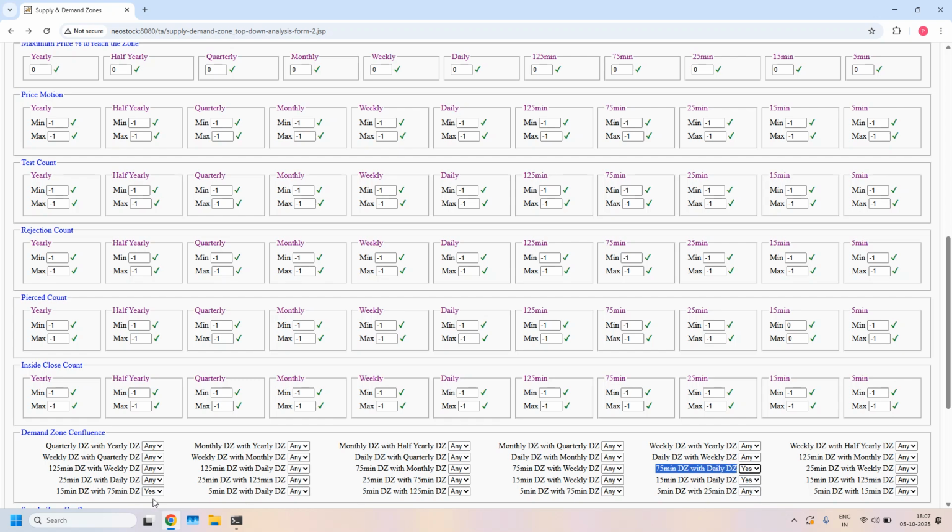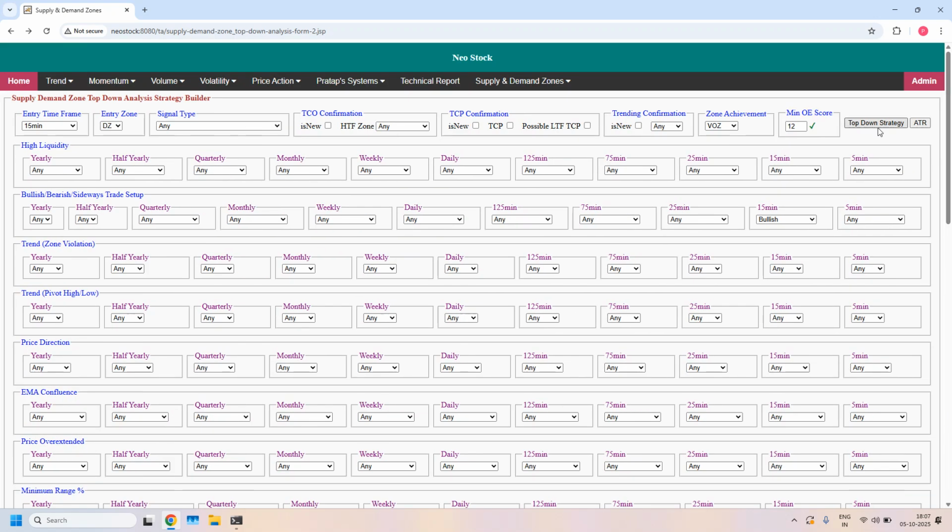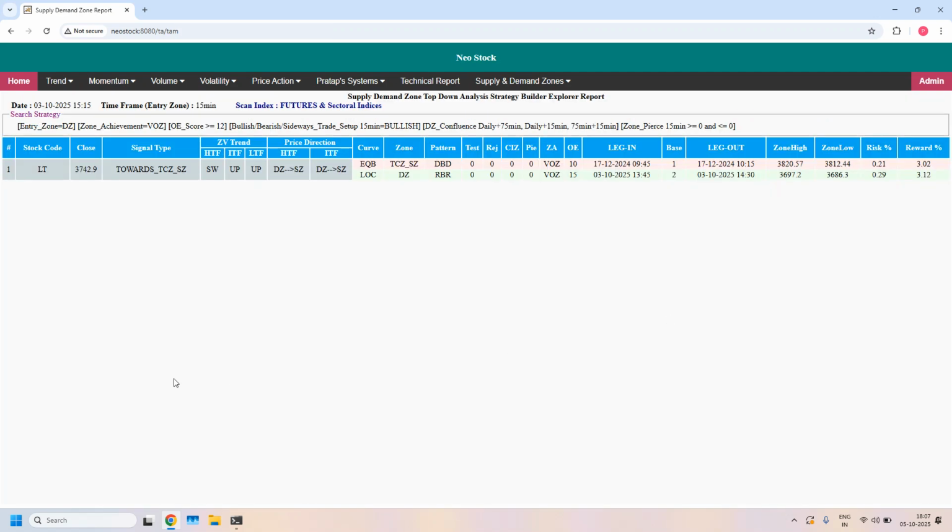By enabling all the three filters, we got only one stock. So this 15 minutes demand zone overlapped with the 75 minutes demand zone. Both together overlapped with the daily demand zone. But the daily trend is sideways. Sideways trend EMA confluence does not give any advantage. So this is the bullish trade setup for daily income trade.